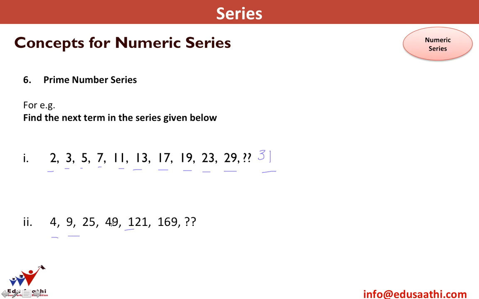If you look here, this is 2 square, this is 3 square, 5 square, 7 square, 11 square, 13 square. So the series is a square of the prime numbers. Again, a different type of series. So the next term is definitely going to be 17 square or 289.